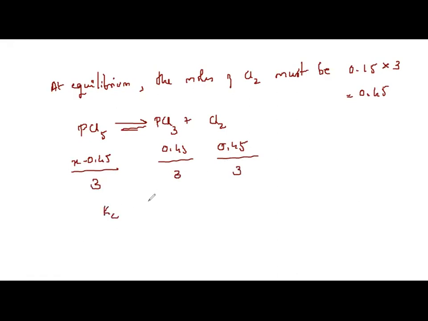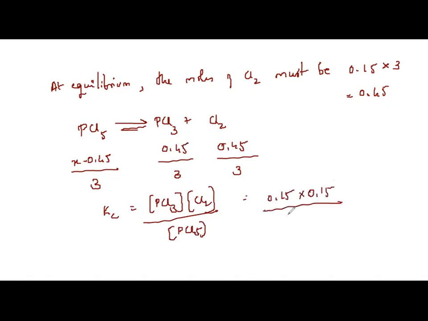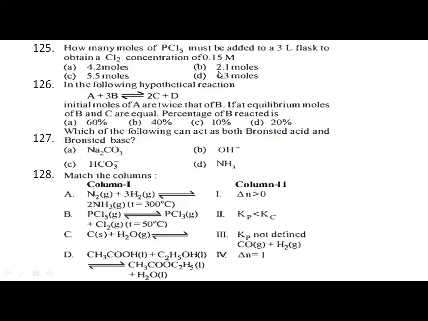Now what is Kc? PCl3 into Cl2 divided by PCl5 concentration. Solve it out: 0.15 into 0.15 divided by X minus 0.45, divided by 3. When you solve it out, the answer for X is 2.1 moles. So which is the correct option here? Option B is the correct option.